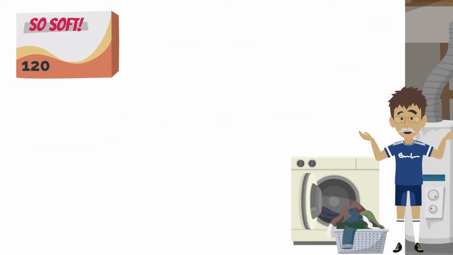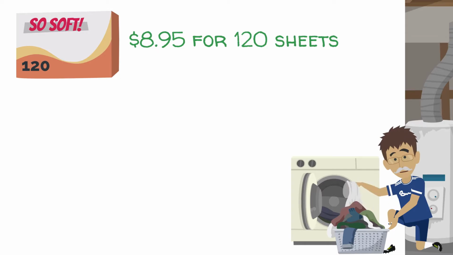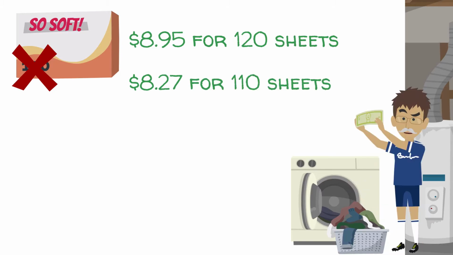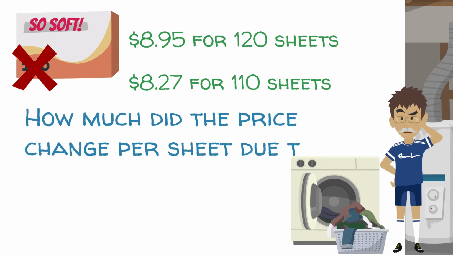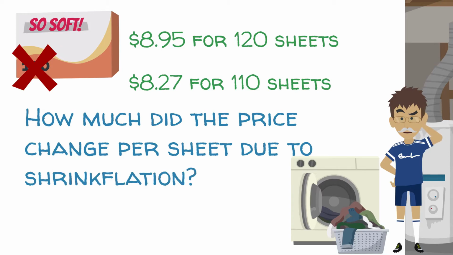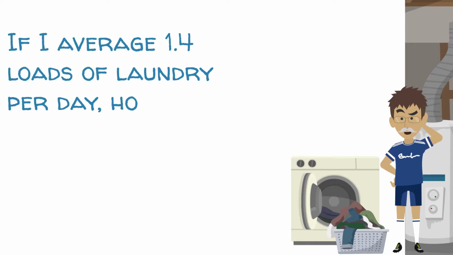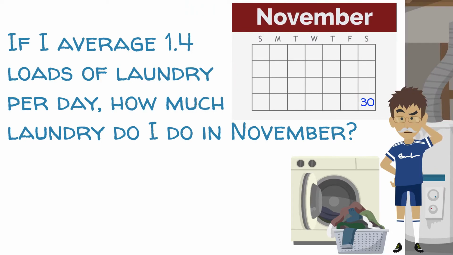Softener sheets for the dryer used to come in a box with 120 sheets for $8.95. The package size has shrunk to 110 sheets for $8.27. Is the new price cheaper or more expensive per dryer sheet? How much did the price change per sheet due to shrinkflation? If I average 1.4 loads of laundry daily, how many loads should I expect to do in November?